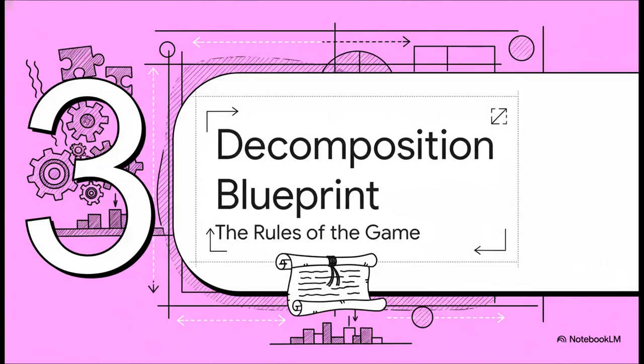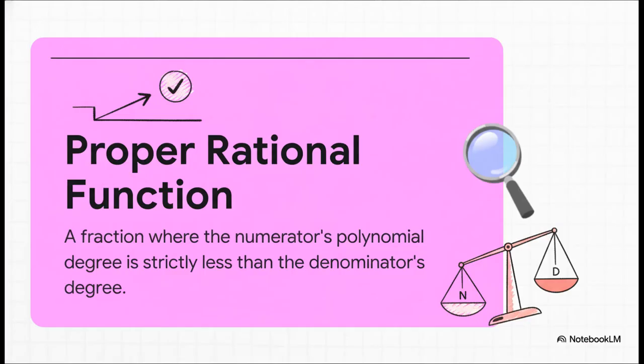All right, let's keep building on this. Now, to deconstruct a fraction properly, we can't just wing it. We need a blueprint, a set of rules. And it all kicks off with one absolutely critical check. First things first, you gotta classify your fraction. You just look at the highest power of x on the top and compare it to the highest power on the bottom. If the top's power is smaller, you've got a proper fraction and you're all set. If it's the same or even bigger, then it's improper.